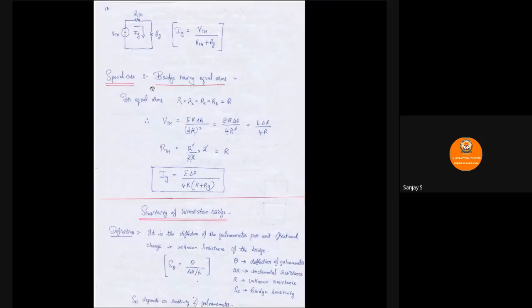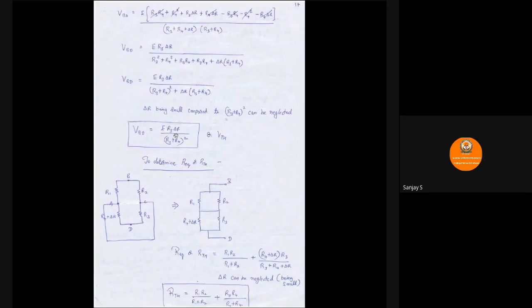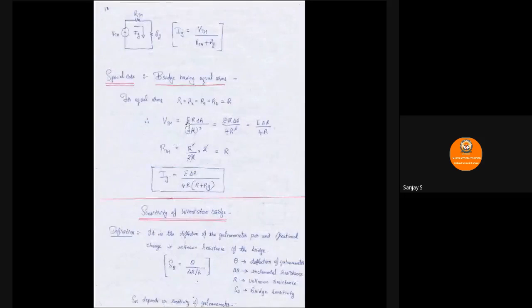Now let us consider a special case where the bridge has equal arms. That is, R1, R2, R3, R4 are equal to a single resistance R. Let us see what will happen to IG. Take up the equation of VTH, which is E R3 delta R by R3 plus R4 whole square. Here R3 and R4 should be equal to R. So E R delta R by 2R the whole square.